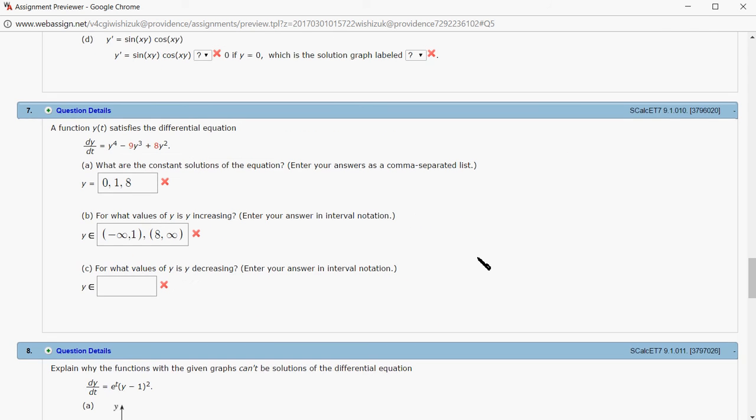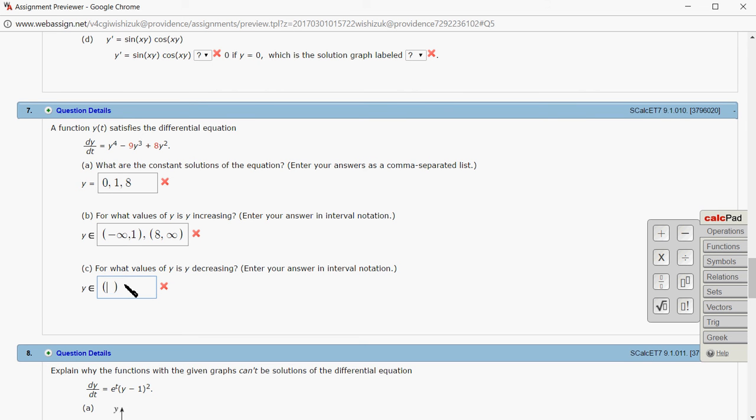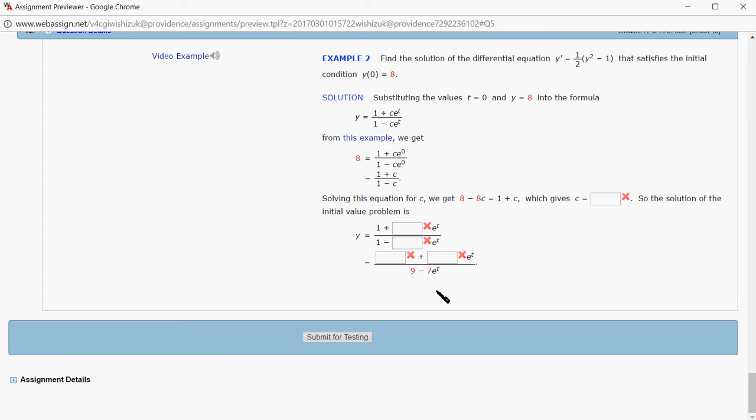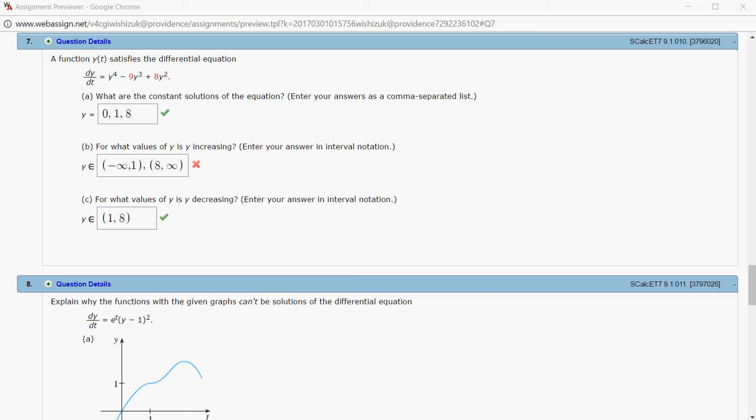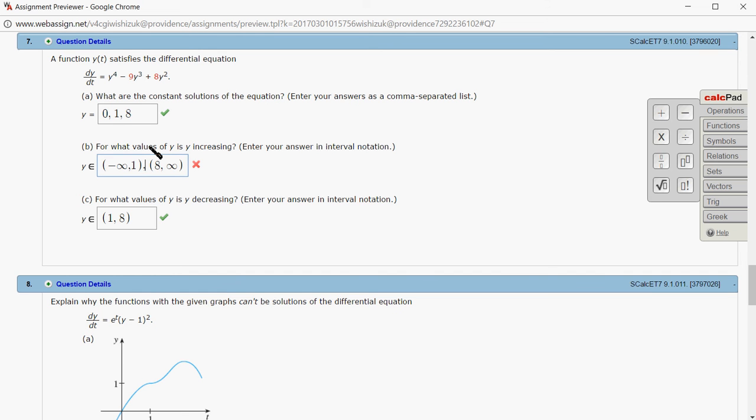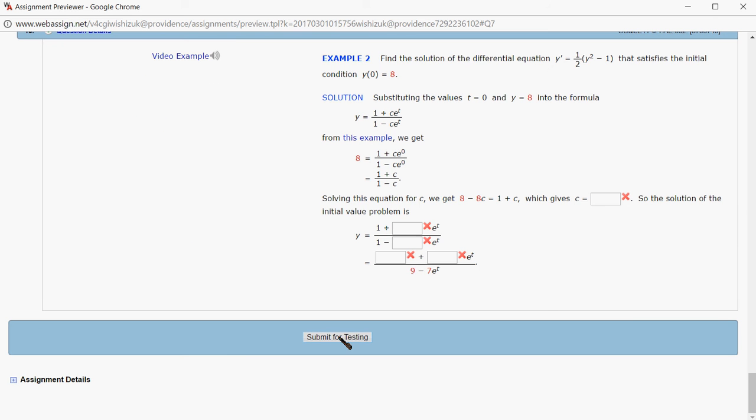Let's double check. Submit for testing. It came back and it looks like we got this one. Maybe we should put the union sign here. I'm going to use the union symbol, and hopefully this will take it. Submit for testing.